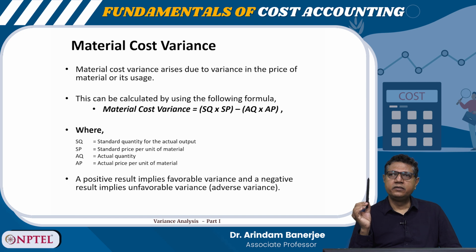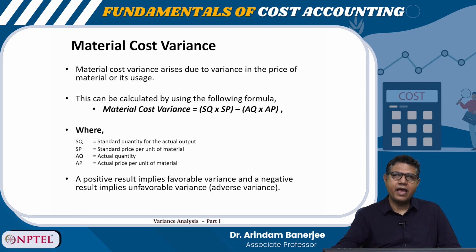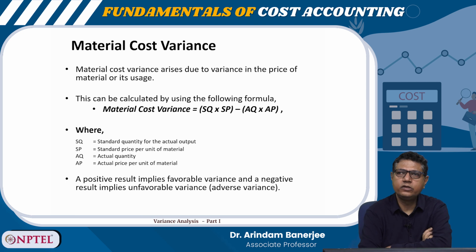Now, the standard quantity, I assumed that it will require 50 gram of polythene granule. But when I manufactured it, I found that it takes 70 gram for manufacturing this unit. So my actual quantity is 70 gram. So my actual cost is how much? 70 gram into my actual price, that is 60 rupees. So my actual AQ into AP, that is the actual cost, is different from my standard material cost.